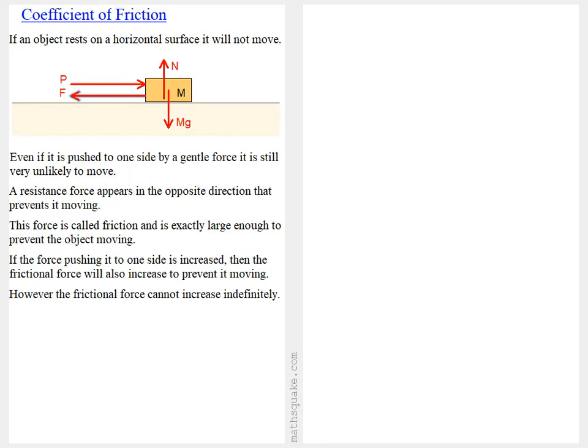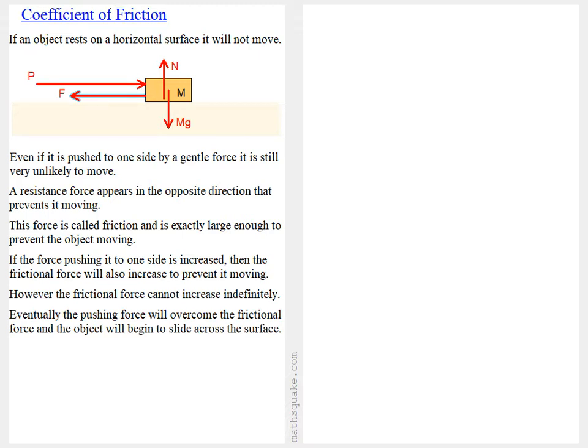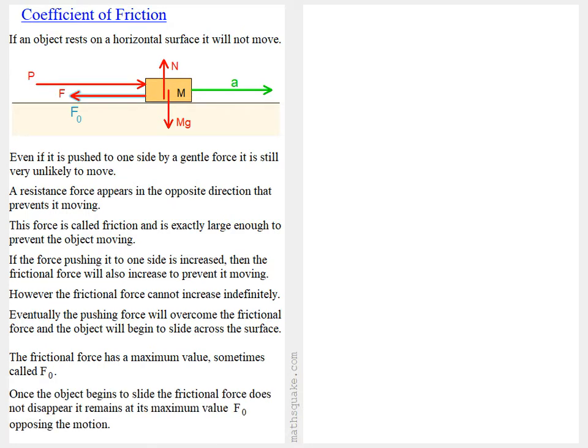However, the frictional force cannot increase indefinitely. Eventually, the applied force will overcome the frictional force, and the object will begin to slide across the surface. The frictional force has a maximum value, sometimes called F0. We can see this in the diagram as a pale blue arrow. The frictional force can be any size up to this maximum to prevent motion, but cannot get above the maximum. Once the object begins to slide, the frictional force does not disappear. It remains at its maximum value, F0, opposing the motion.